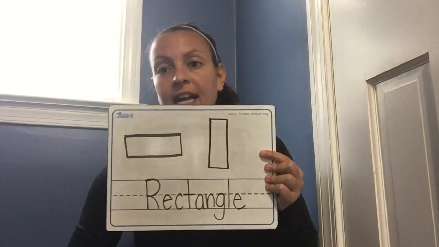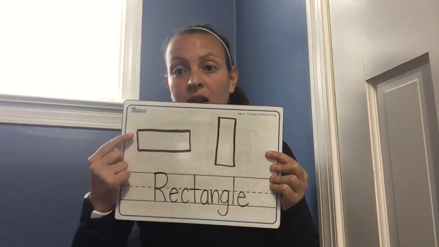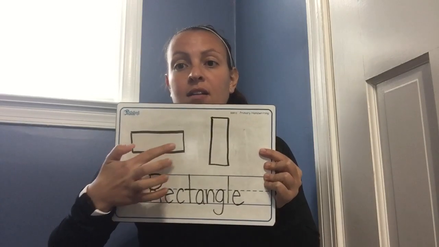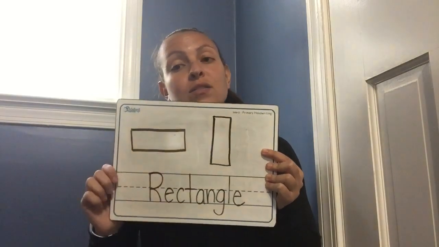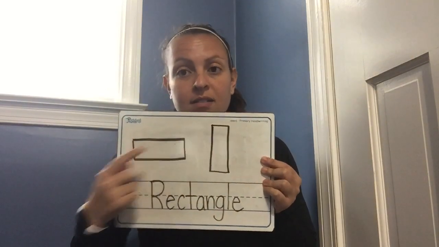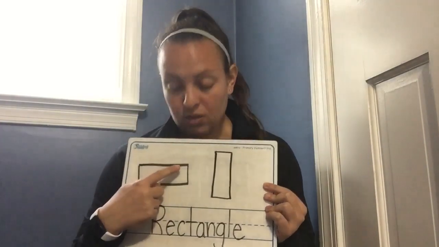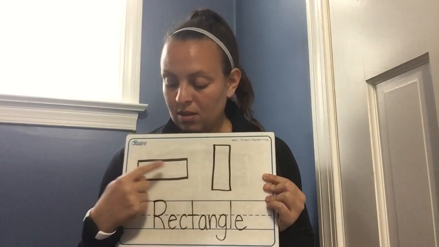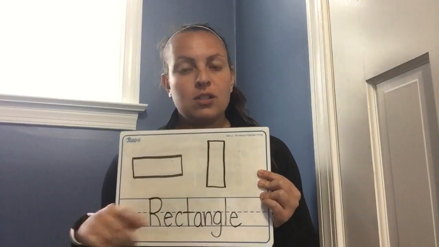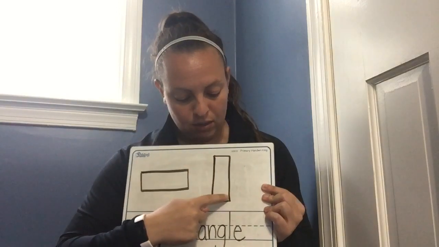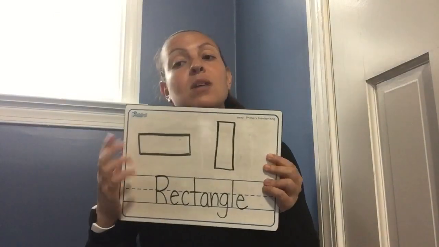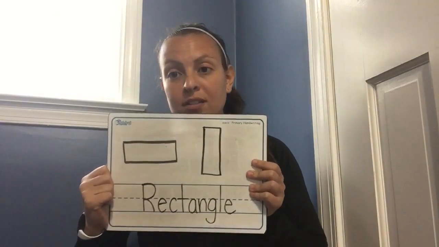Okay, so we're going to count our long lines here. Rectangle has 1, 2, 3, 4. So a rectangle has four sides too. And then where the lines come together and meet another line, that's the vertices or the corners. So we'll count 1, 2, 3, 4. They have four corners too. And let's check this one just to make sure. 1, 2, 3, 4. So a rectangle also has four sides and four corners.